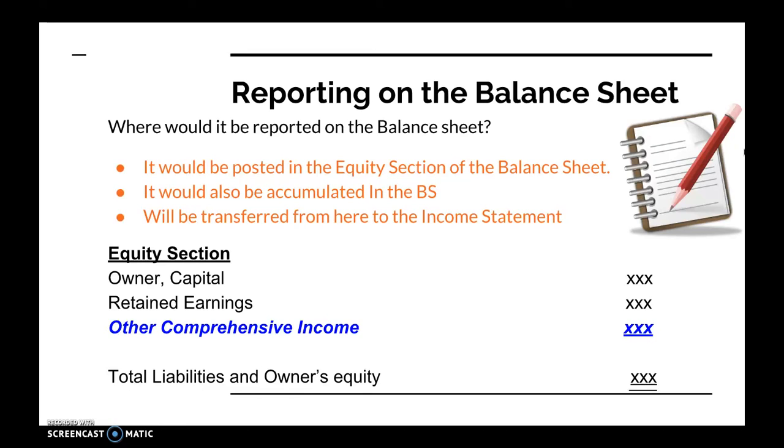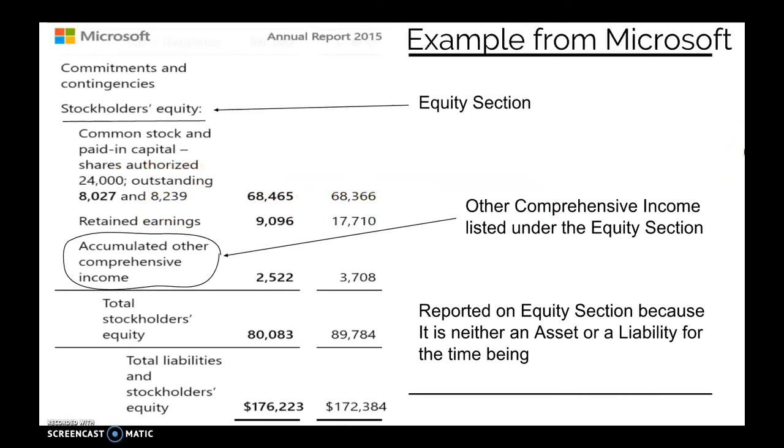I've made a custom example for myself here where I put the equity section for the balance sheet. As you can see, other comprehensive income is placed right beside other accounts in the equity section, for example, retained earnings and owner's capital, and will later on be added to the owner's equity and total liability. Another example is from Microsoft. This equity section from the balance sheet is from the year ended June 30th of 2015. As you can see, they have also placed other comprehensive income under the equity section, as it is neither an asset or liability for the time being.